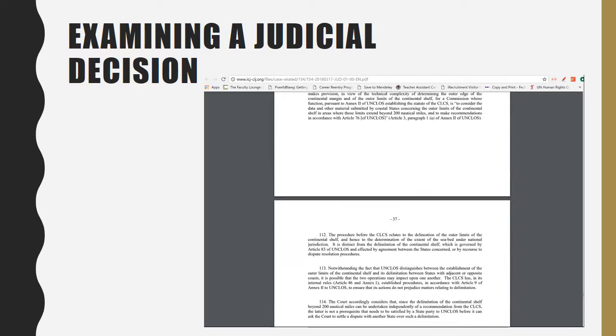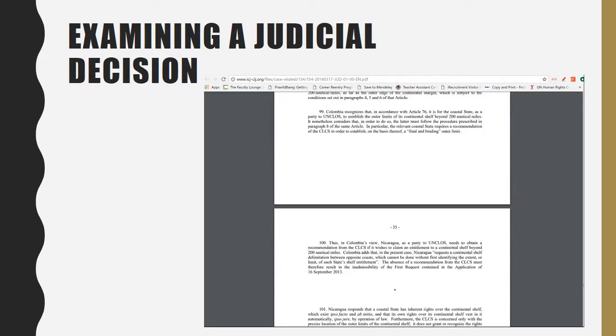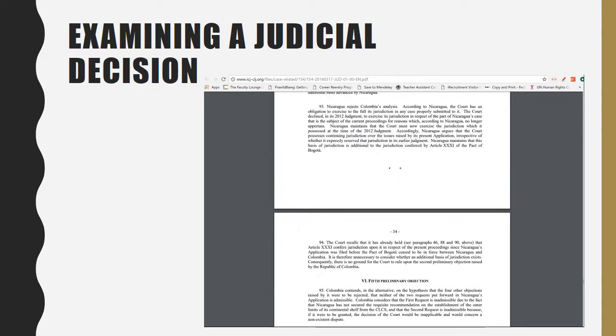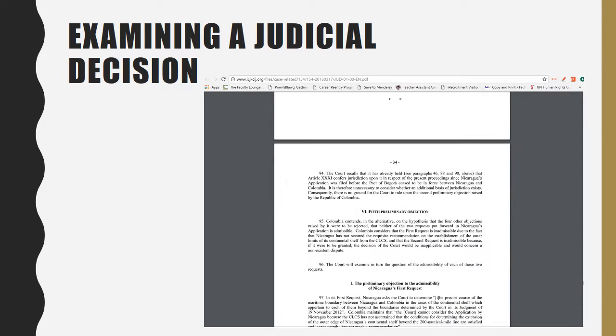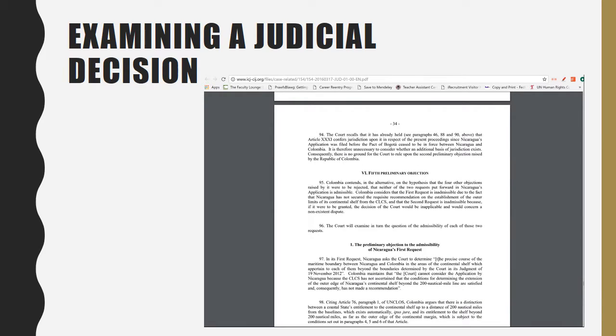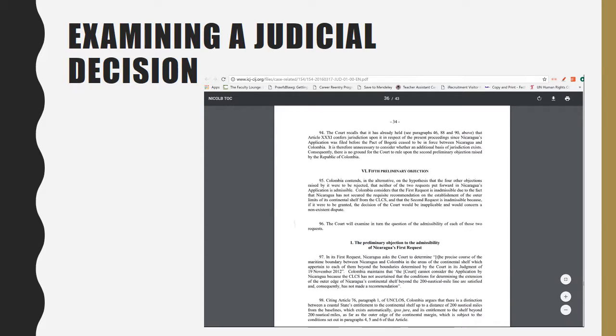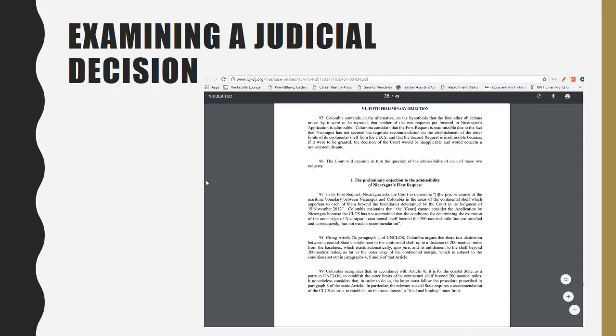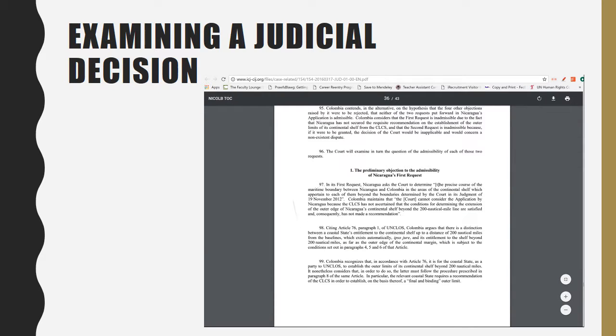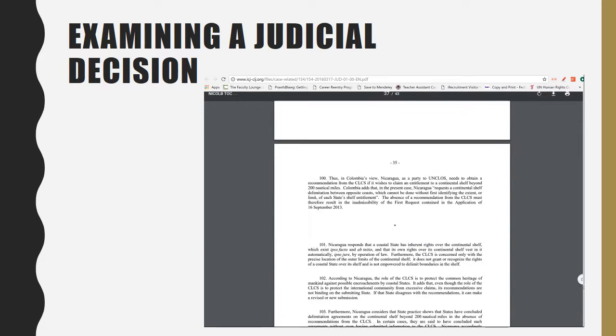So now we go back, and the reasoning is broken down. If you wanted to find out about the fifth preliminary objection, you can read about what each of the parties contends in this section, and then you can read about how the court reasons in this part. And so it has a logical format to it.